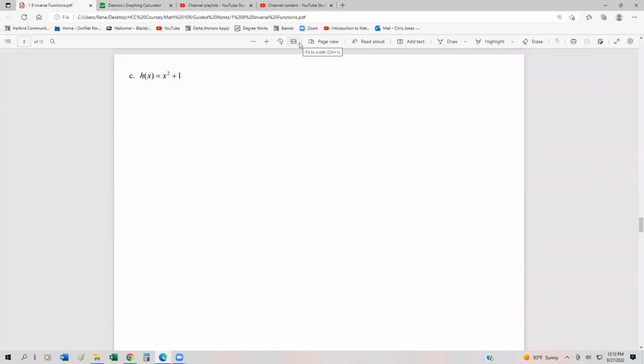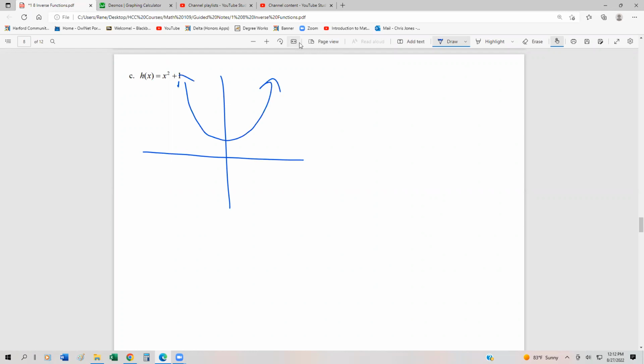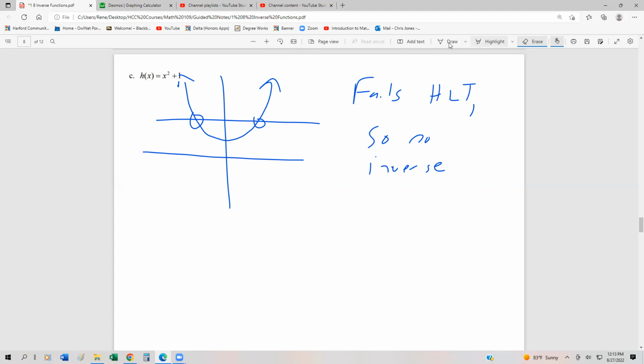All right, so this is the graph of the function, just to illustrate that it does fail the horizontal line test. Okay, so this fails the horizontal line test, so there is no inverse over the domain of this function. All right, so now if we limited the domain, there could be an inverse, but there's no inverse over the domain of this function.